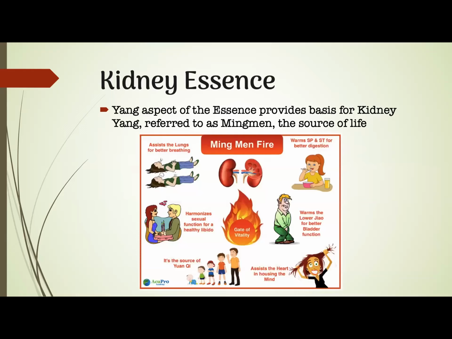Yang aspect of the essence provides basis for kidney yang, referred to as Ming Men, the source of life. So we have here the functions of Ming Men fire. It assists the lungs for better breathing. It harmonizes sexual functions for a healthy libido. It warms spleen and stomach for better digestion. It warms the lower jaw for better bladder function. And it's the source of yuan qi and assists the heart in housing the mind.